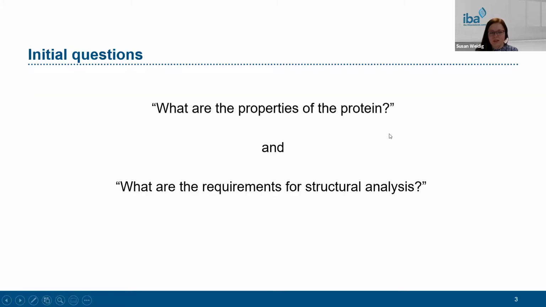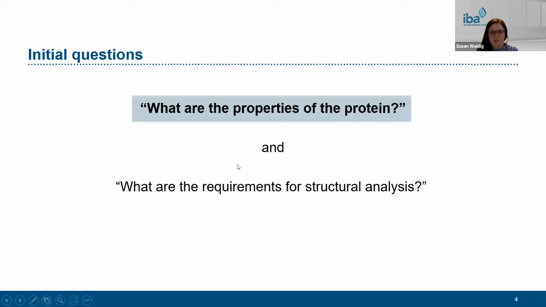To make the right decisions, you have to find the answers to 2 initial questions. What are the properties of the protein? And the second one, what are the requirements for structural analysis? Depending on the existing knowledge, it is more or less easy to answer both questions. But if you take the time to answer them, the answers will be a great help for your planning steps for protein expression and purification.